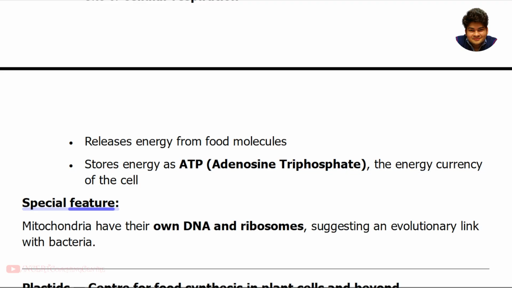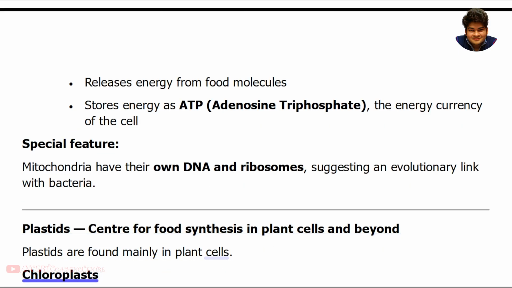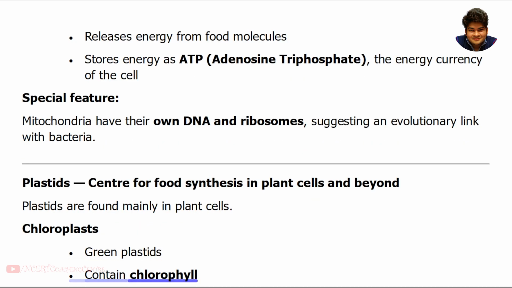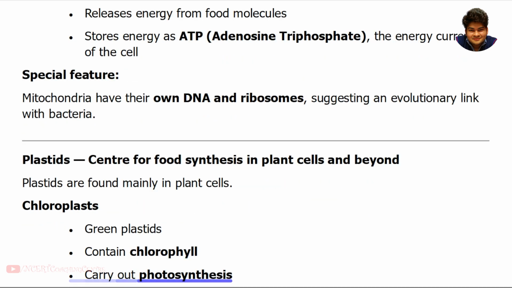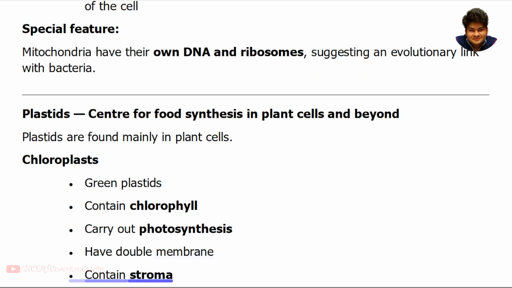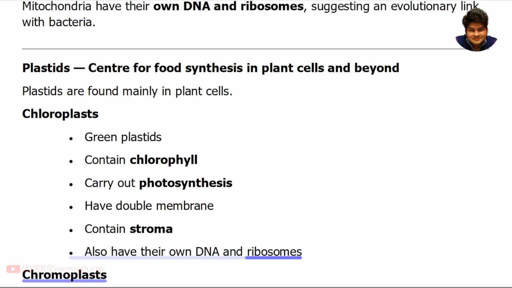Special feature: mitochondria have their own DNA and ribosomes, suggesting an evolutionary link with bacteria. Plastids, centers for food synthesis in plant cells. Plastids are found mainly in plant cells. Chloroplasts, green plastids, contain chlorophyll, carry out photosynthesis, have double membrane, contain stroma, and also have their own DNA and ribosomes.